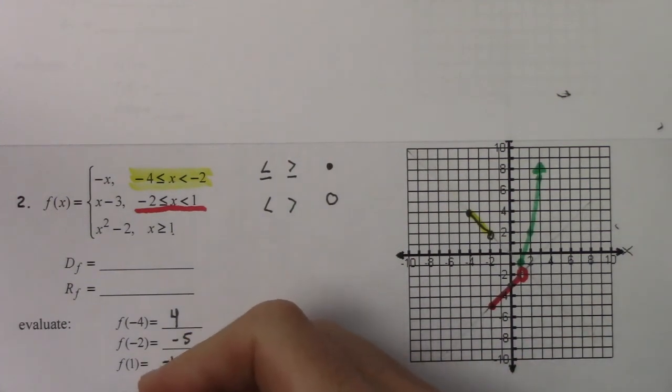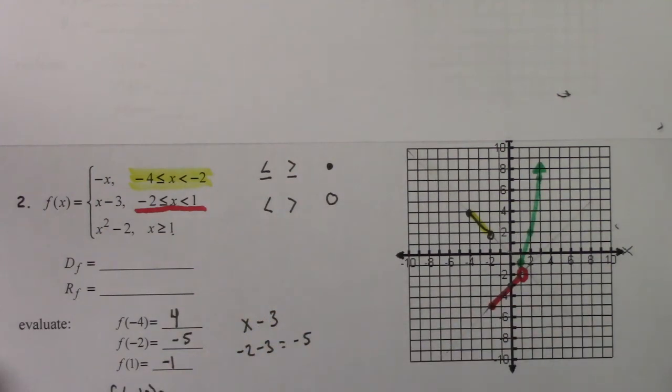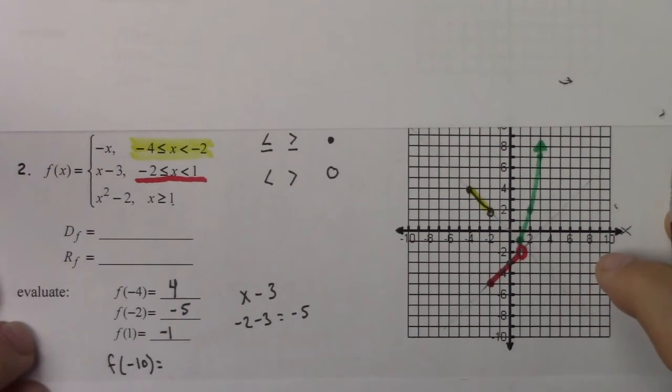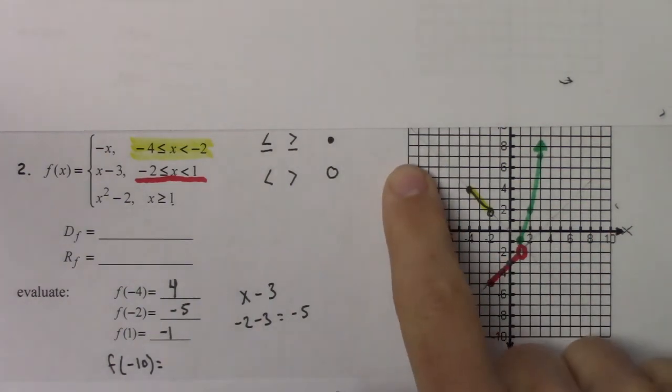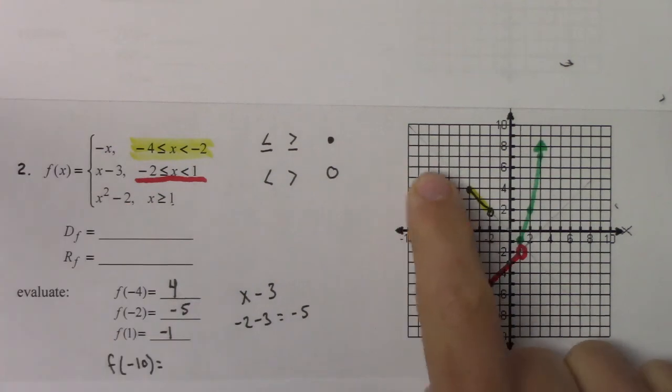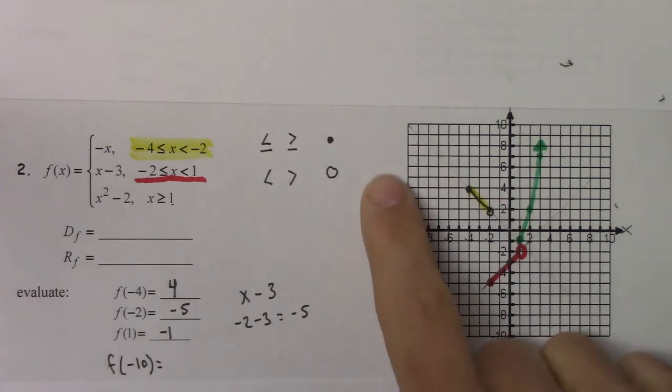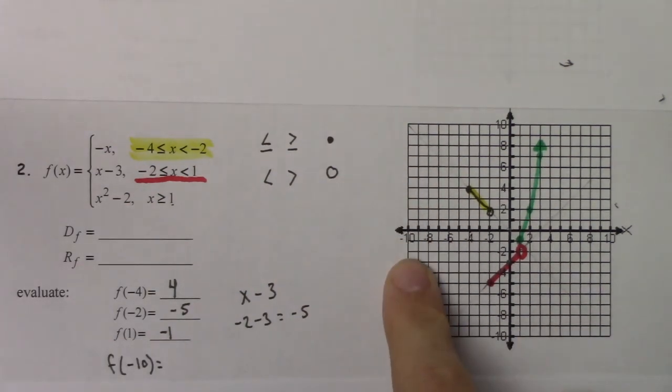Suppose I came down here and I asked you for f of negative 10. Now, from our graph, obviously if I plug in negative 10, I have nowhere to go. My graph stops over here at yellow. There is nothing over here at negative 10.